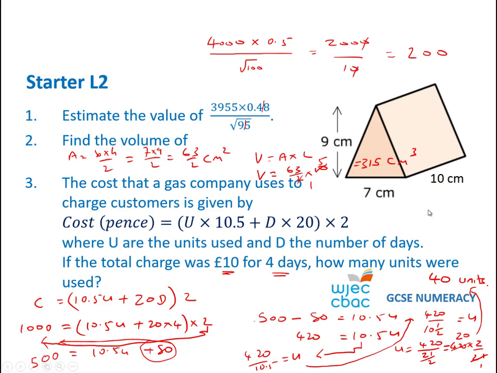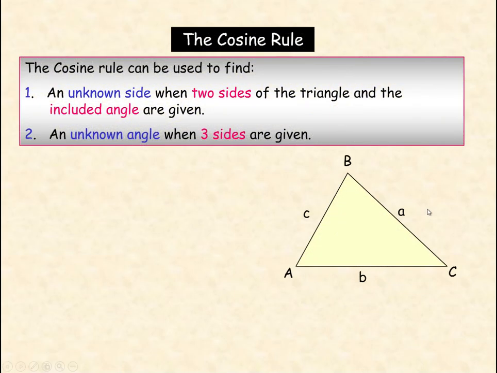Okay, so last time we looked at the cosine rule, and it can be used in two ways. Last time we used it to find the missing side when we knew two sides and the angle that was in between them. Today we're going to use it to find the missing angle when we're given all three sides.